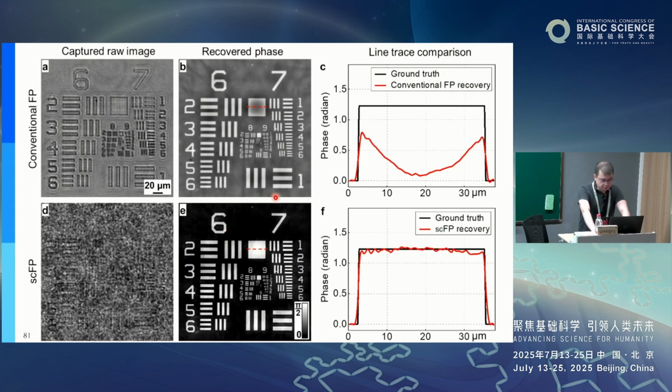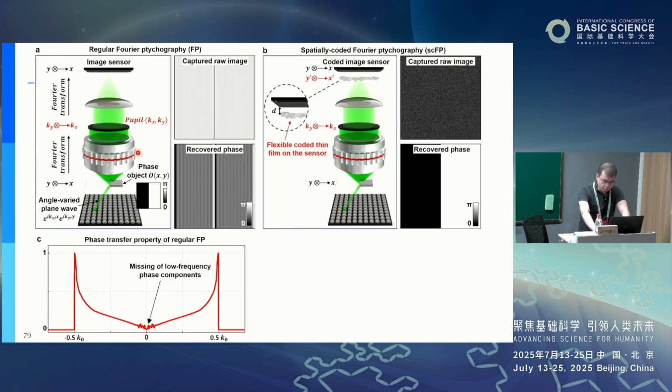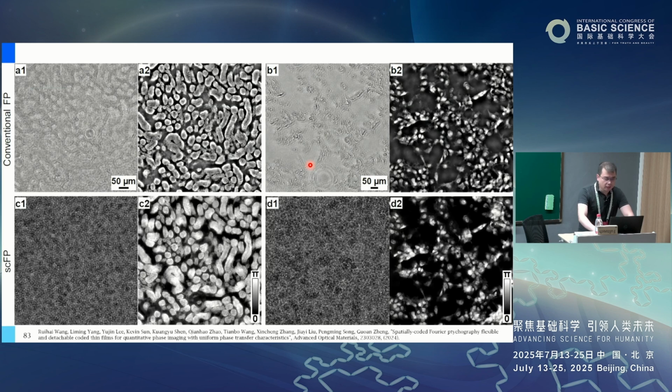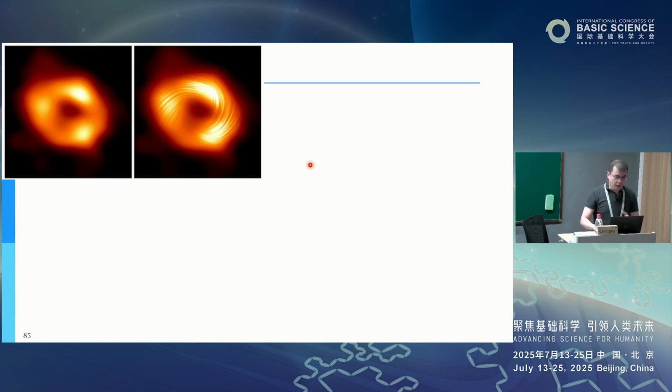So I'm going to skip this part. It's about how we can also implement these concepts with the conventional optical microscope, by replacing the conventional image sensor with this coded sensor. I will just skip this part. And the last part I want to talk about is trying to extend the same concept for endoscope imaging.